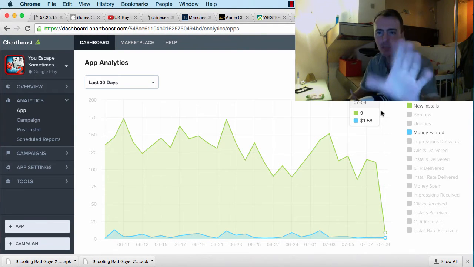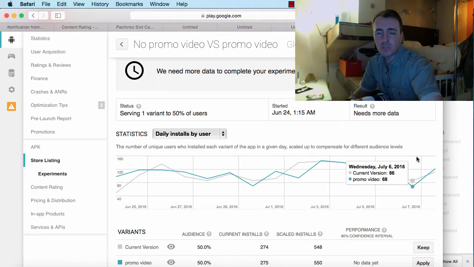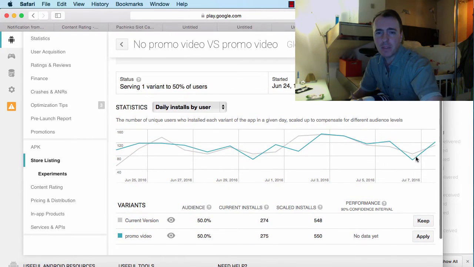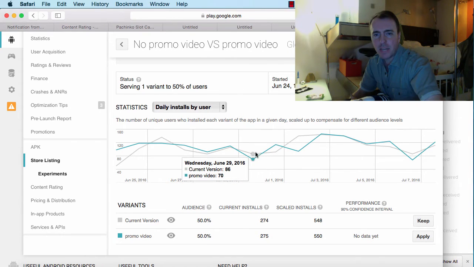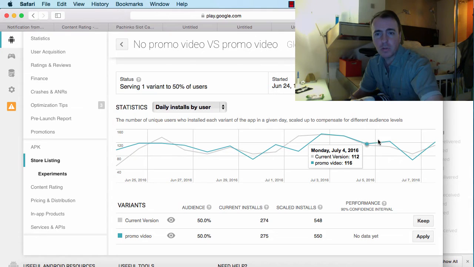But this is the one, You Escape Sometimes 2, and here are the results so far. The promo video is the blue line, and the current version, which has no promo video, is the grey line. Every now and then the grey line, the non-promo, seems to get more downloads, but the promo video overall is getting more downloads. This day here was a little bit different. There was a bit of a gap.